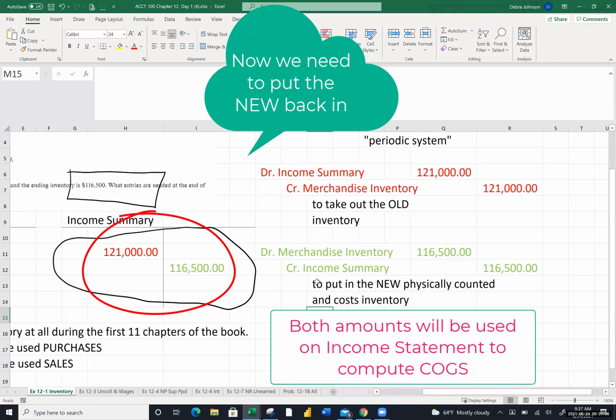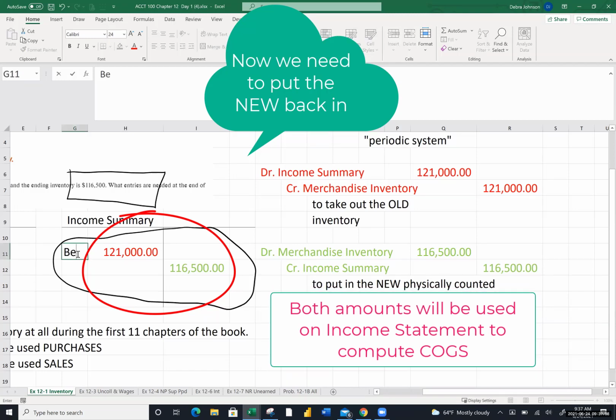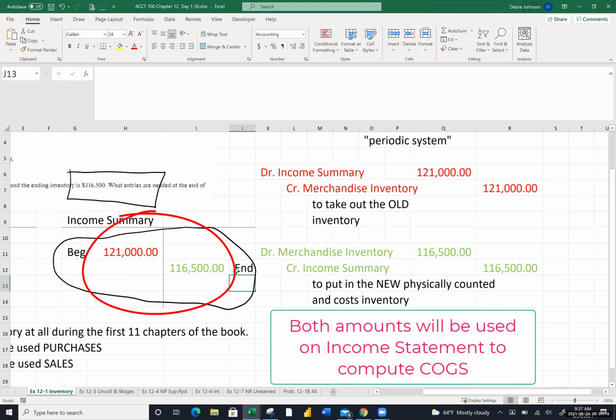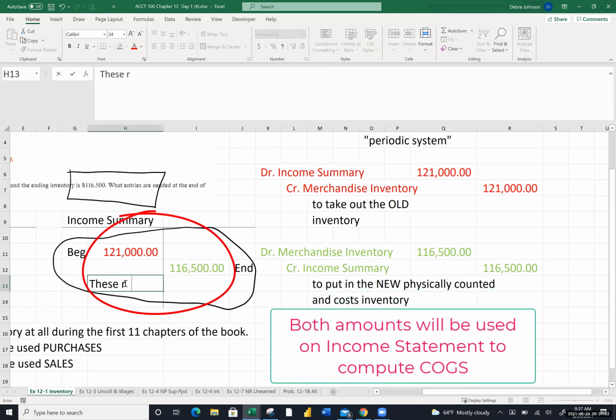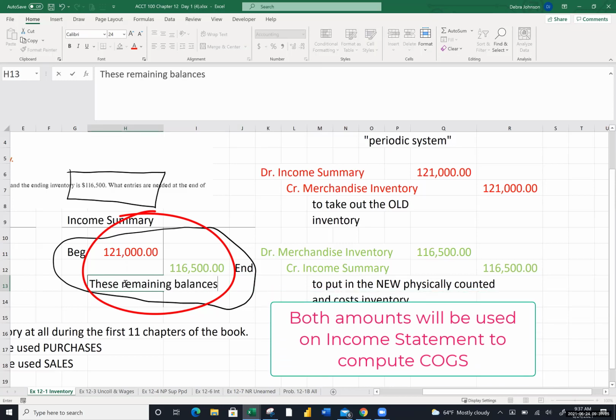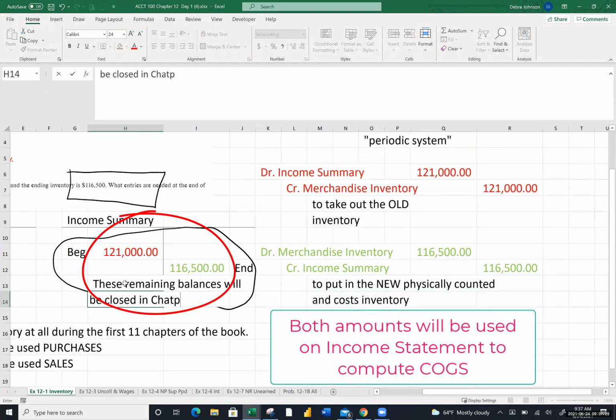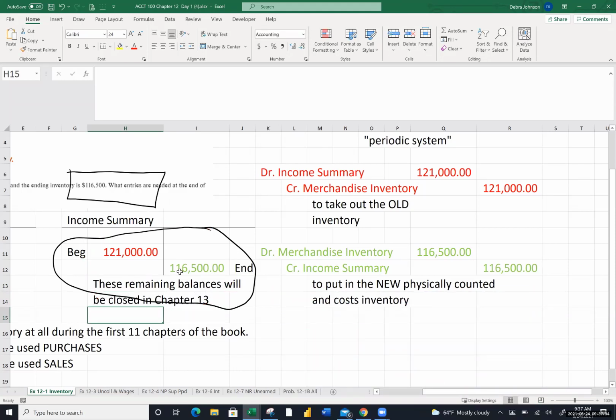Those balances represent the beginning inventory and the ending inventory, and we will take care of that when we go through the closing process in the last chapter. So I'm going to write that in your notes. These remaining balances will be closed in chapter 13. So we'll deal with the fact that there are some existing balances in the income summary in one of the last steps of the accounting cycle.